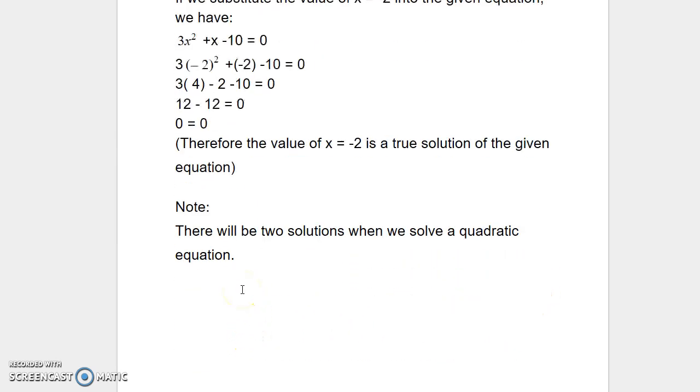So therefore, there will be two solutions whenever we solve a quadratic equation. In my next video presentation, we will be solving more problems related to the quadratic formula.